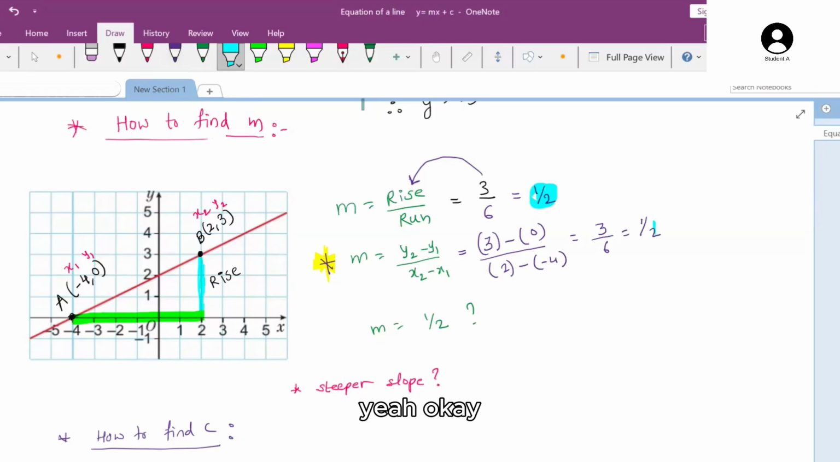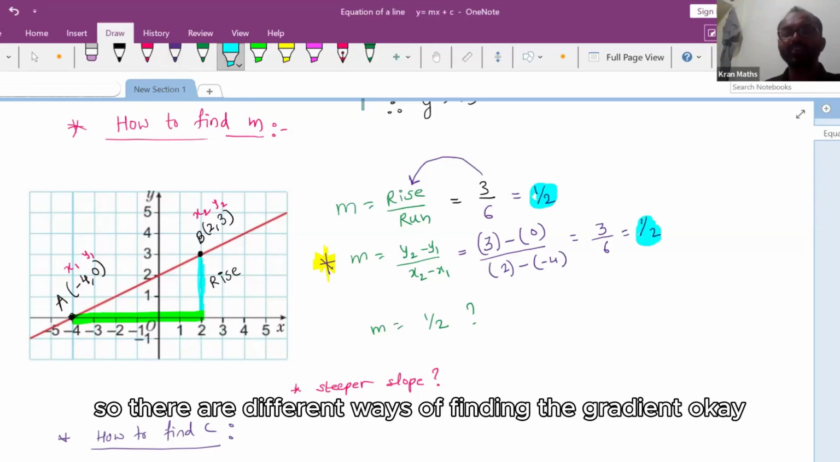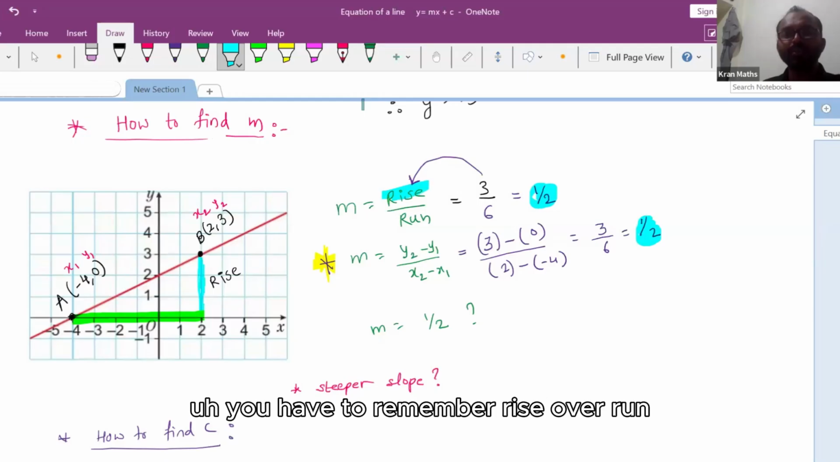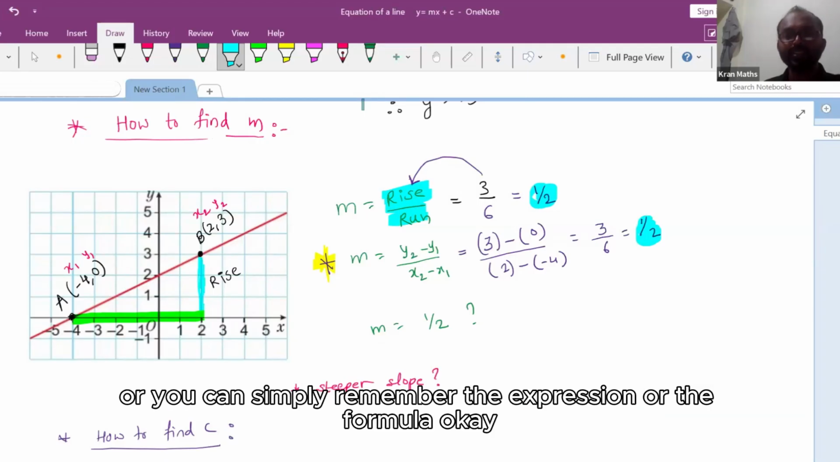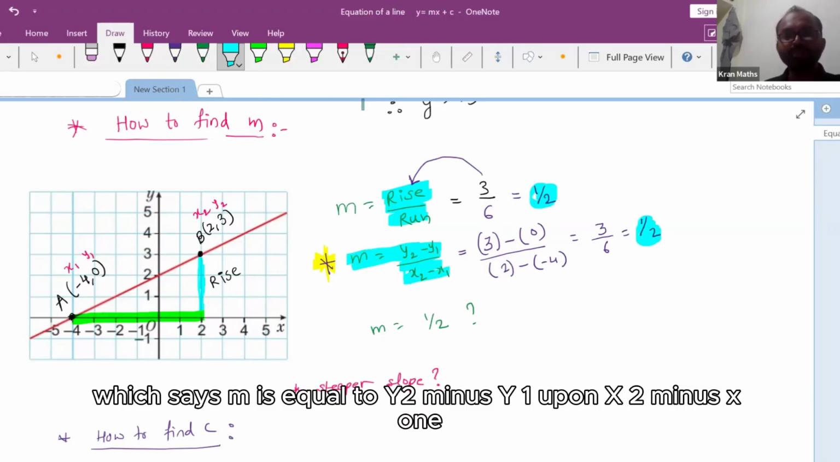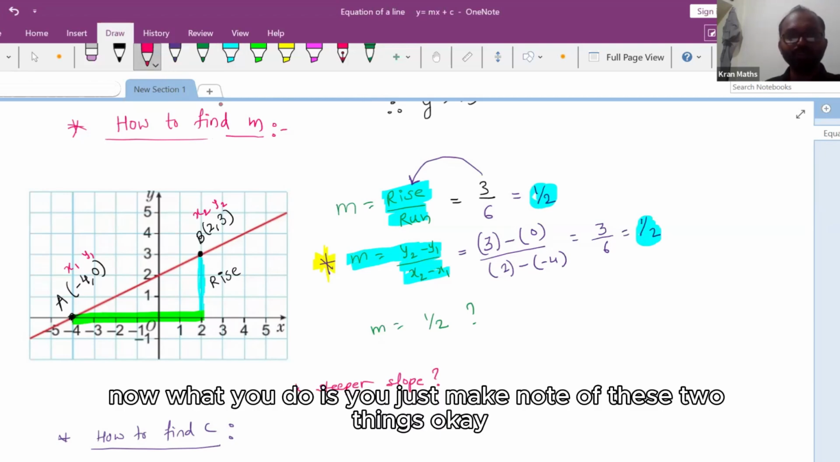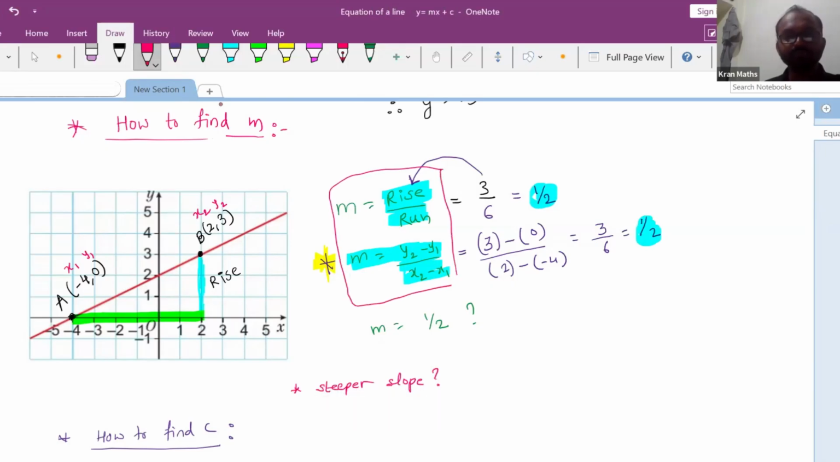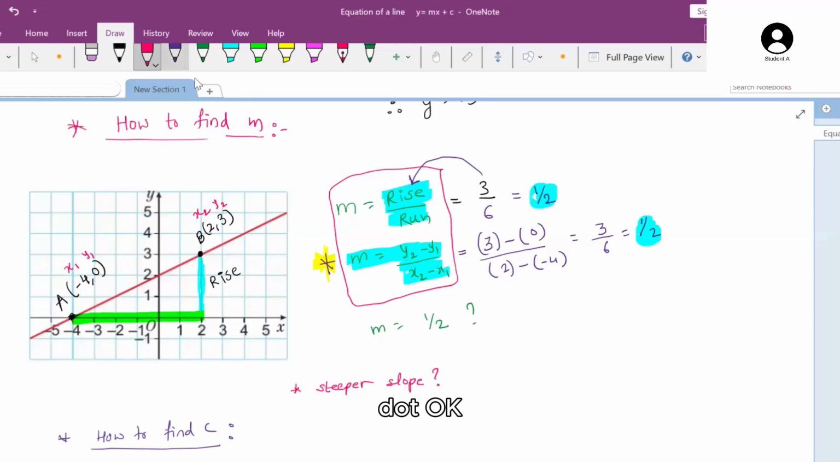Yeah. So there are different ways of finding the gradient. You have to remember rise over run, or you can simply remember the formula, which says m is equal to y2 minus y1 upon x2 minus x1. Now just make note of these two things. Done.